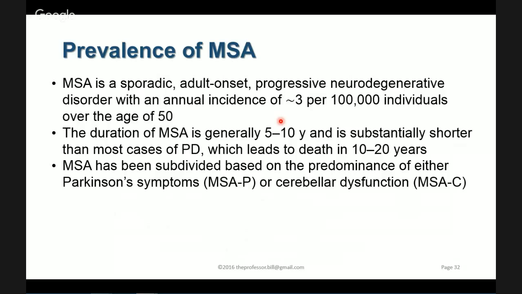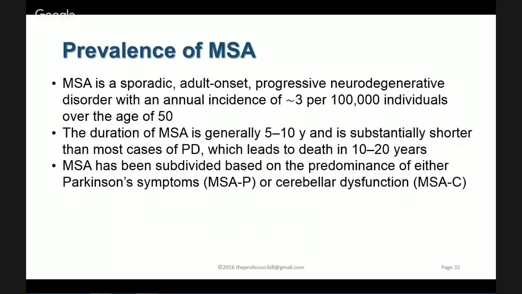And it's substantially shorter than in cases of Parkinson's. So if you're diagnosed today with Parkinson's disease at age 50, in theory, you could survive out to your 60s and maybe even out to your 70s. If you're diagnosed today at the age of 50 with MSA, you're more likely to make it to 55 or 60. So it's a much more progressive, rapid onset type of disorder.